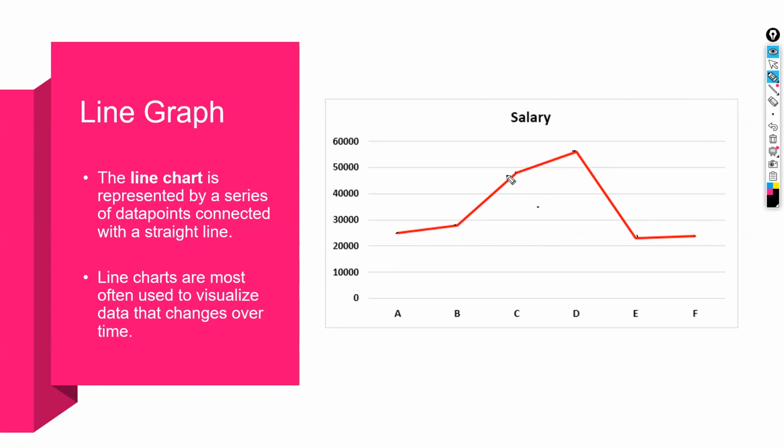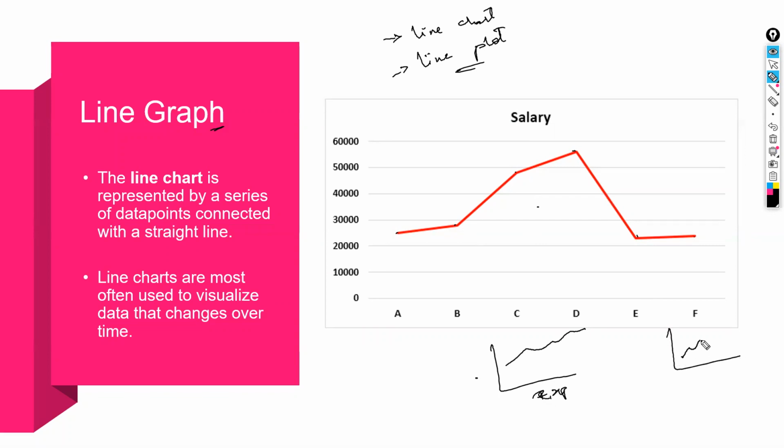Now let me move ahead and define this line chart for you. A line chart is also called a line graph or a line plot. Usually these are used for showing trends over time, right? So how does a person's salary increase based on his experience? And how does a land price increase based on its area, right?